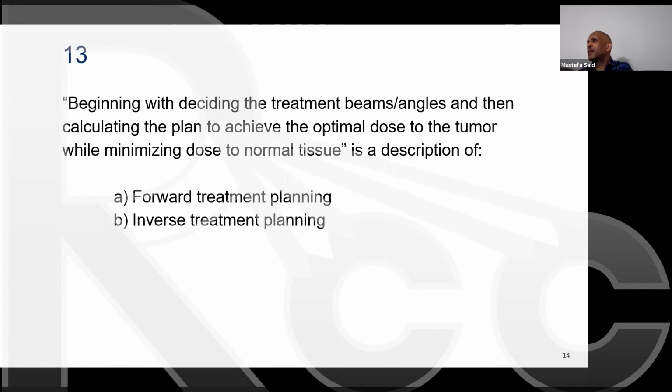If you decide the beam angles first, all that is forward planning. But in inverse planning, you give the dose to the target or to the OR, organ at risk, and the planning software optimizes. Optimization means calculation and data. That's the difference, so the answer is A. This one is forward planning. The inverse is when you let the software optimize the dose for you for the target and for a given person, basically.